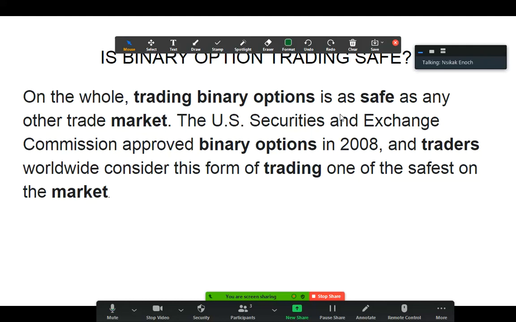Or you can put in your money there and you can withdraw the exact amount you put in. But that is why you need to do a thorough research on any broker that is more safe. So binary option is more safe because in 2008, the US Securities and Exchange Commission approved binary option. I think this is when some of the binary option brokers came into existence. They approved it, and traders worldwide consider this form of trading one of the safest on the market.